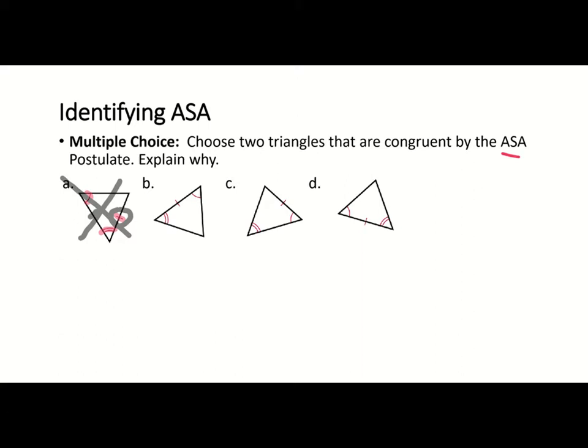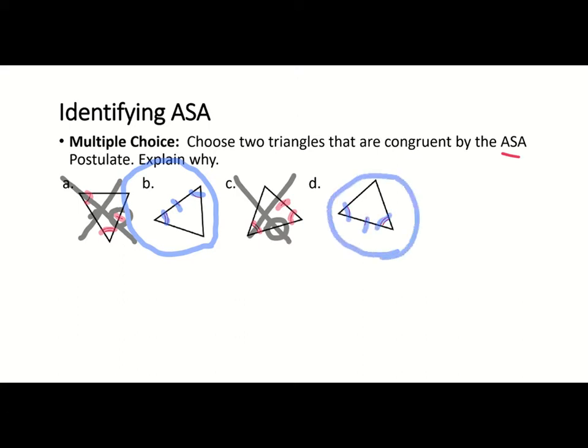If we look at B, I have an angle and another angle, and then we do have a side. So this one would be proven by angle-side-angle. C, we have two angles, and our side is not included in between where it should be. So this one can't be proven with angle-side-angle. And then if we look at D, our last one, we have an angle, another angle, and a side. So this one we can prove through angle-side-angle.